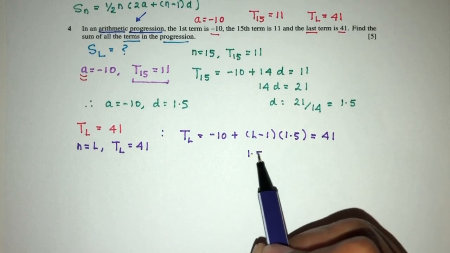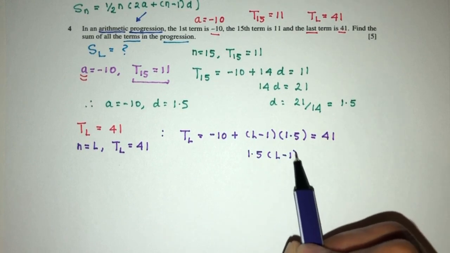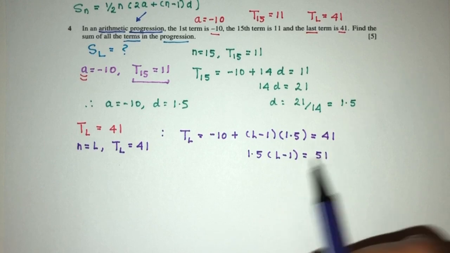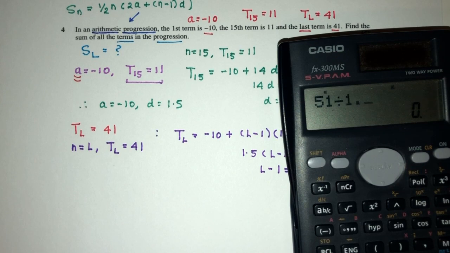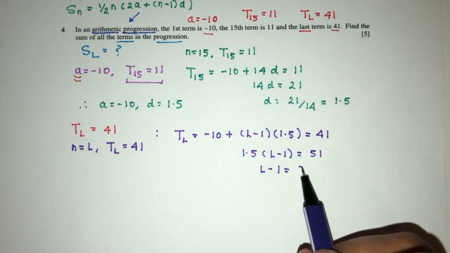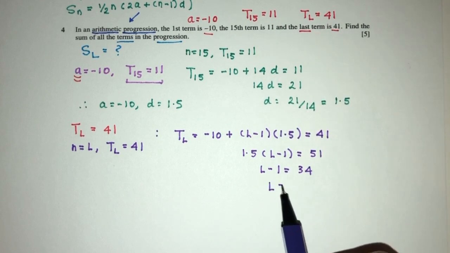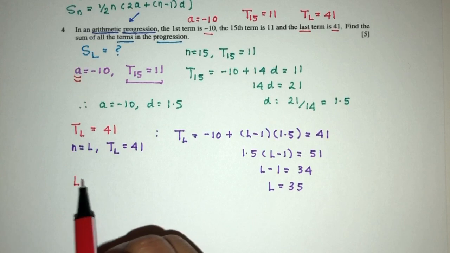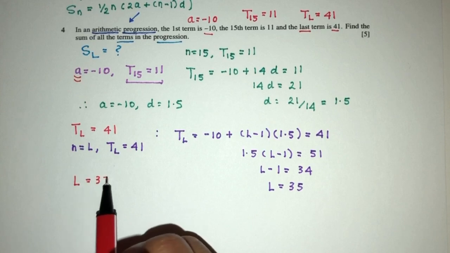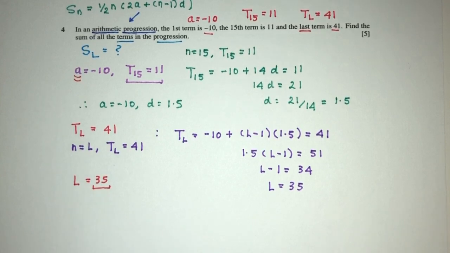That will be 1.5 times L minus 1 equals 51. L minus 1 has to be what? 51 divided by 1.5, that will be 34. So L has to be 35. So this means that the last term is actually the 35th term, which means we have 35 terms in total.